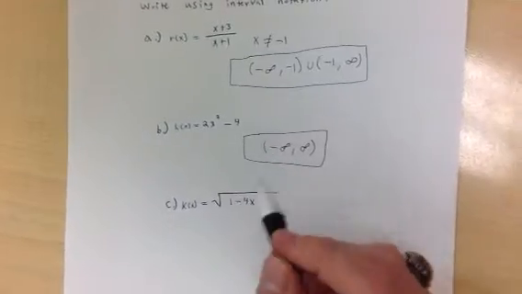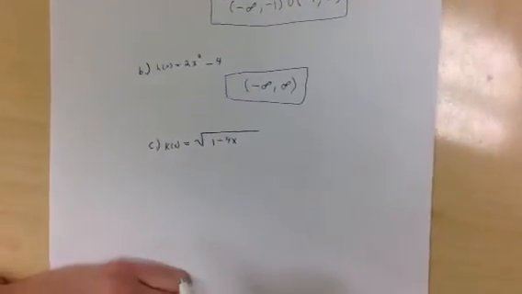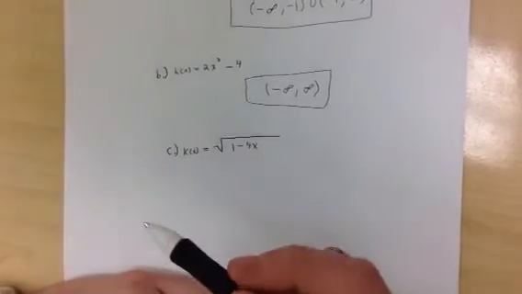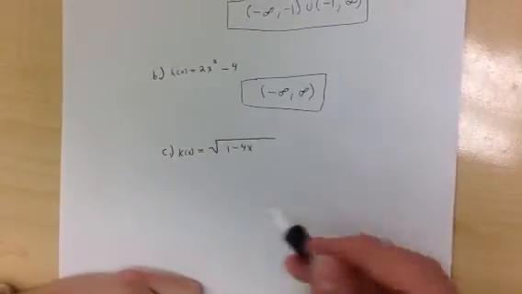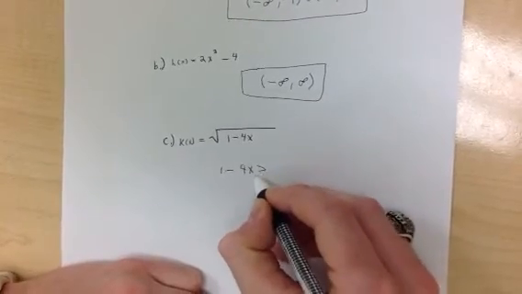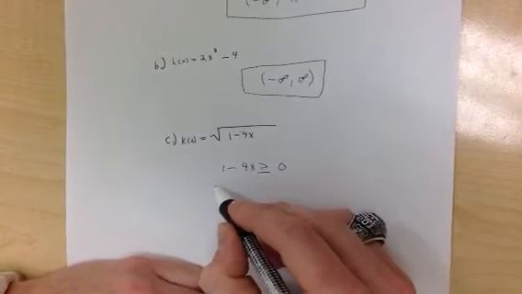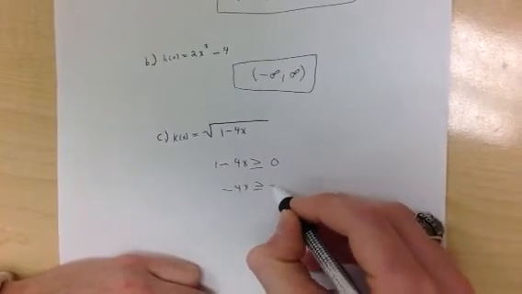Then there's C. This is one of those expressions under the square root. We're doing functions with all real numbers, so it cannot be the imaginary number. So you cannot have anything less than 0. So you get 1 minus 4x is greater than or equal to 0. Then you solve for this. You subtract 1 from both sides. You get negative 4x is greater than or equal to negative 1.